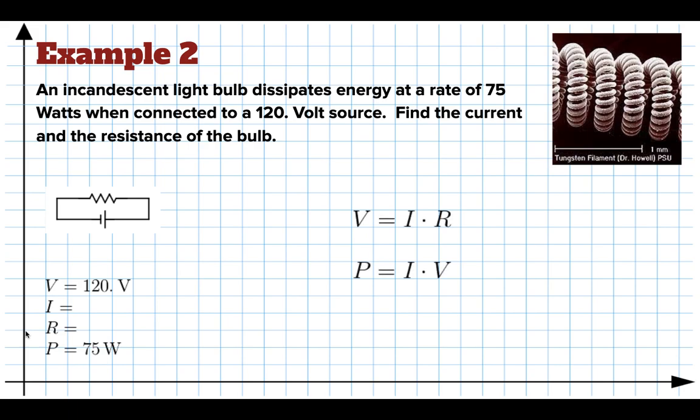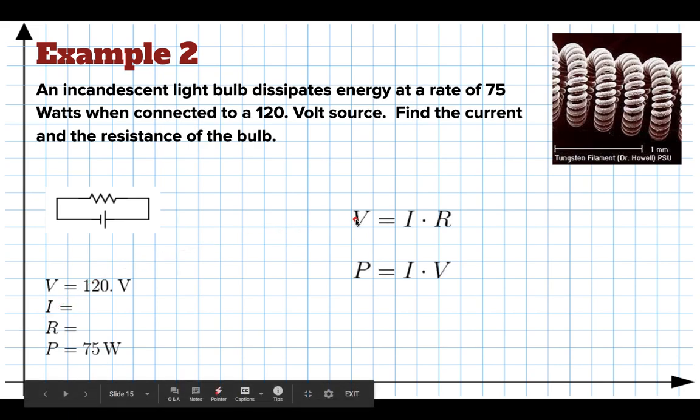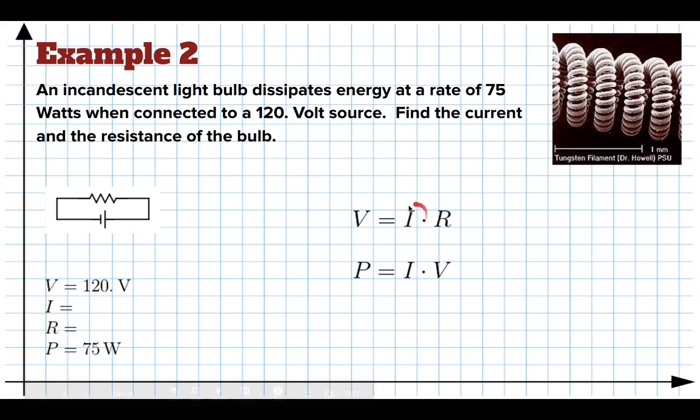So here's the 2 equations we have. So let's look at the first one. Do we know the voltage? We do. We know the voltage, but we don't know the current and we don't know the resistance. So this equation is not going to help us yet. So let's go here. Do we know the power? Yep, we know the power. And we know the voltage. So we could solve this equation for I. Once we had I from this equation, we could then use this equation to solve R.